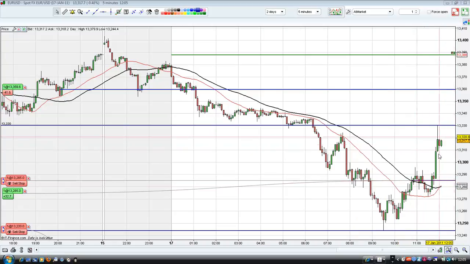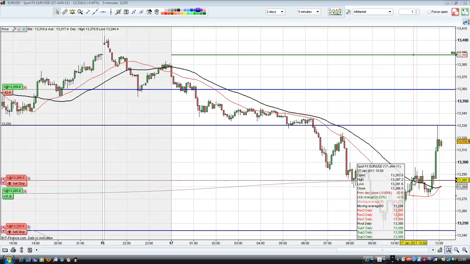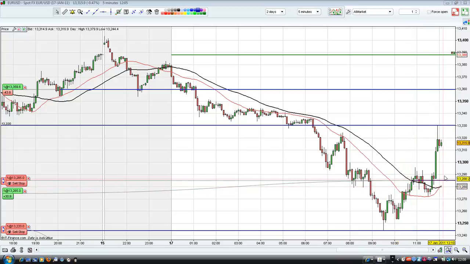Obviously, the market has moved 30 points, so I've moved my stop to the opening level. With this trade, my entry point is the moving average 50, and for my exit point too, I'll use the moving average 50.